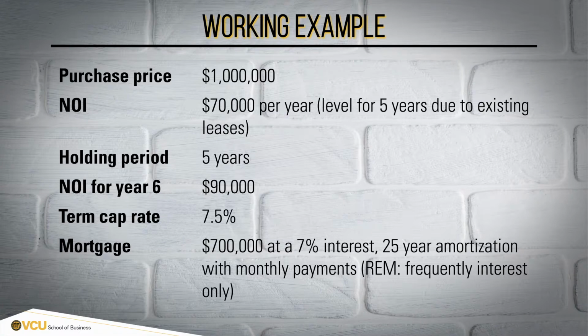We're going to get a loan for $700,000. So the LTV, or the loan to value, is 70%: $700,000 on our $1 million. The bank's charging us 7% interest. It's a 25-year loan, and we're amortizing it with monthly payments.